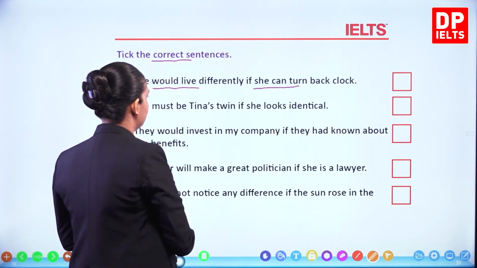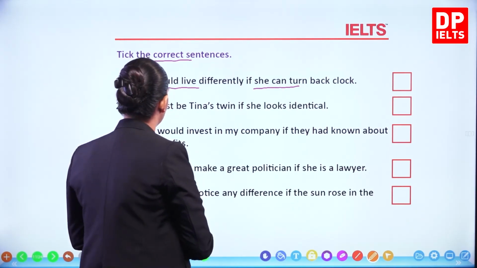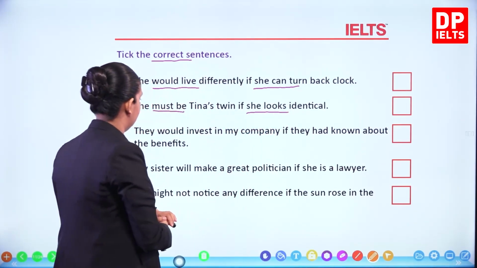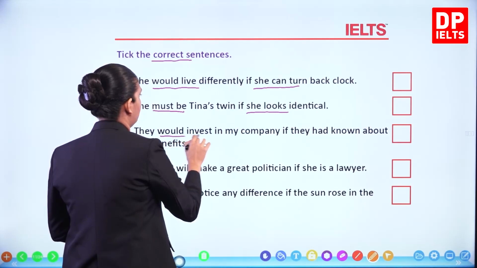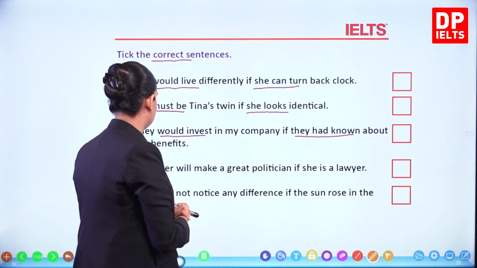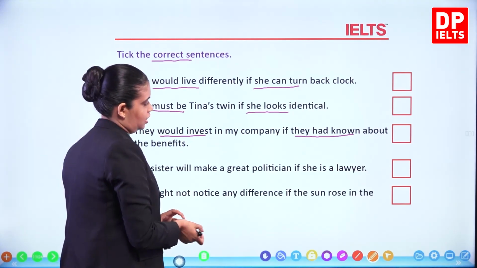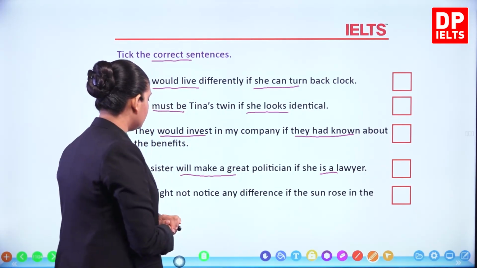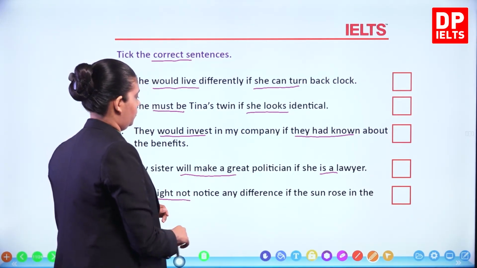She must be Tina's twin if she looks identical. Okay, must be Tina's twin if she looks identical. They would invest in my company, right? Would invest in my company if they had known about the benefits. My sister will make a great politician if she is a lawyer. He might not notice any difference if the sun rose in the west.